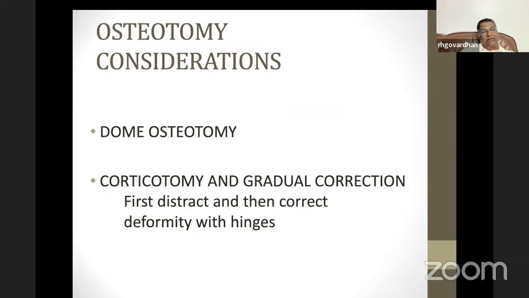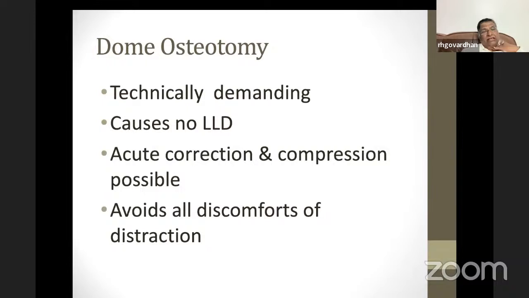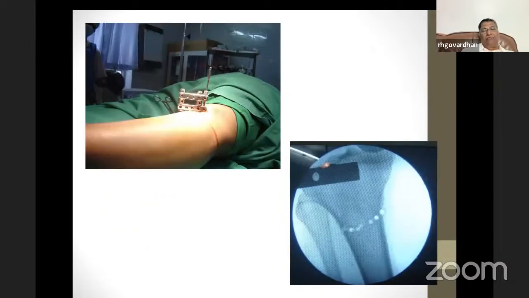Osteotomy consideration: I do a lot of dome osteotomies and also do corticotomy and gradual distraction. Dome osteotomy is technically demanding, causes no limb length discrepancy. You can get an acute correction of the deformity and it is possible to compress it. It avoids all the discomforts of the distraction for the patient.